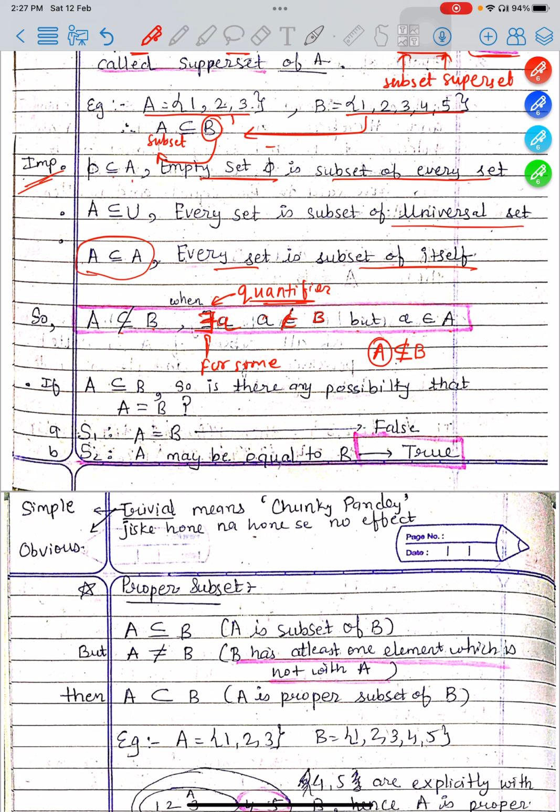So there should be some element in A that is not in B, only then can we say that A is not a subset of B. If A is a subset of B, is there any possibility that A equals B? We can say that it may be equal to B, which would be true, but here it is directly said that A equals B if A is a subset of B, which is absolutely wrong.